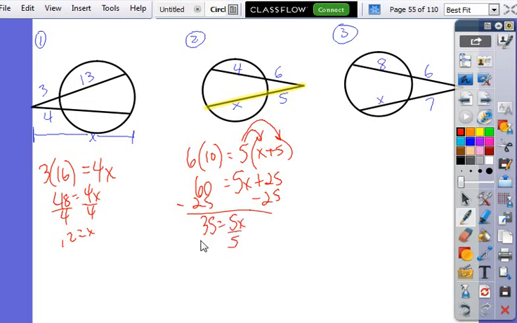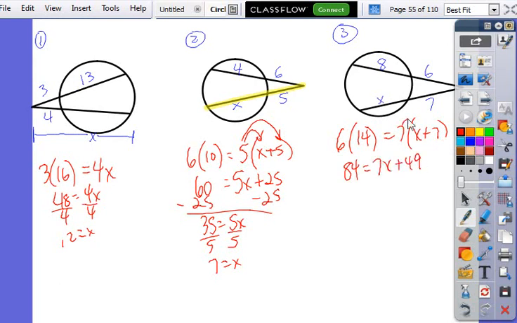Going to the last one over here. Outside is 6. The whole thing is 14. Outside is 7. Whole thing is x plus 7. Could you put 7 plus x? Yes, sure, it doesn't matter. Multiply it, 84 equals 7x plus 49. Make sure you do both parts. Solve the little simple equation we got after that. All right, any problems with those?